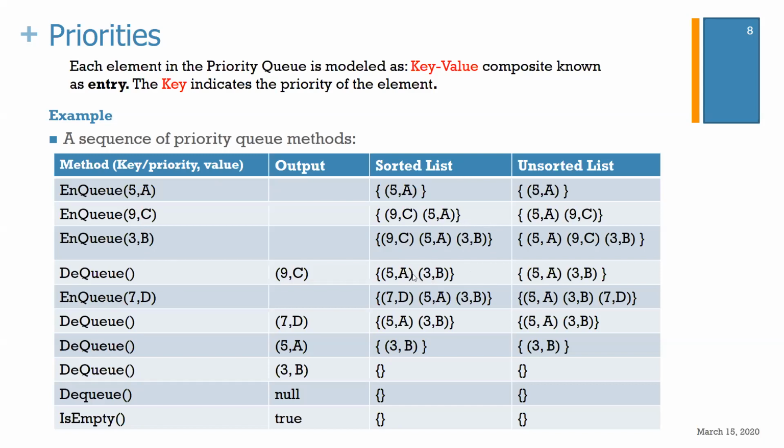We need to traverse for a sorted list. We need to traverse to find the appropriate place for the key. Right or not? So this is based on, or depends on, the priority. Okay, guys? Right? Clear?